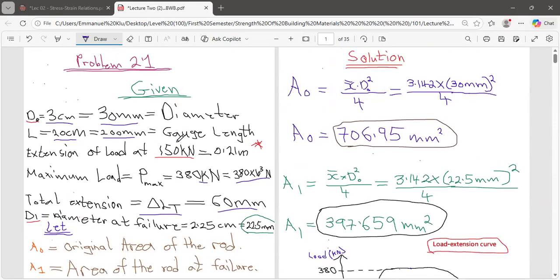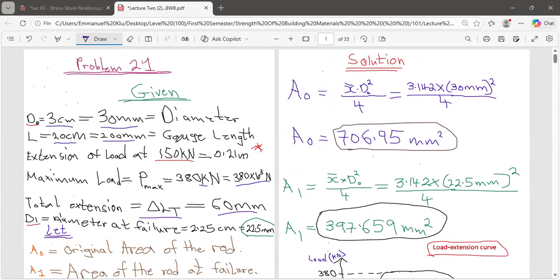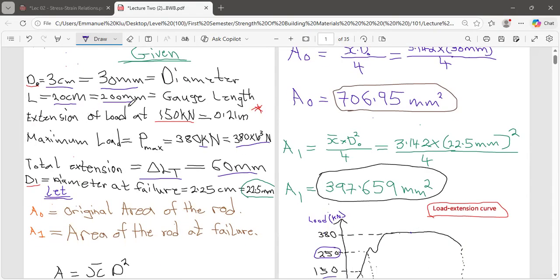So let's quickly have a look at our second question. First of all, let me talk a little bit about the given once more before we go to problem 2.2. The given, as we were told, the diameter was 3 centimeters. We have to convert it to 30 millimeters. L was our gauge length. The extension at a load of 150 kilonewton is 0.21, which was in the straight line.